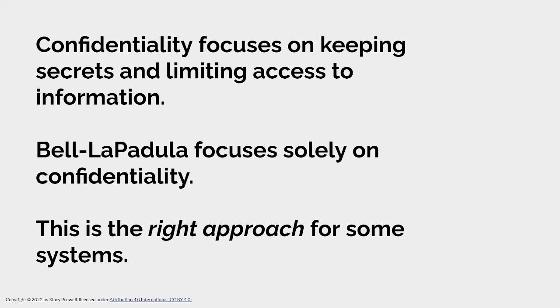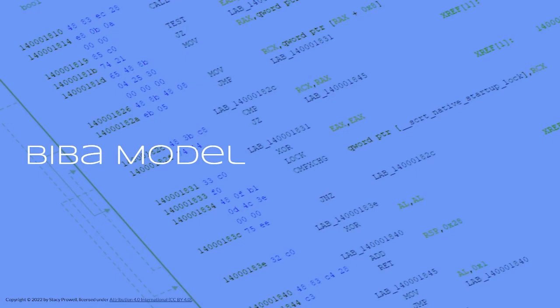Confidentiality focuses on keeping secrets and limiting access to information. The Bell-LaPadula model focuses solely on confidentiality, and this is probably the right approach for some systems, but it ignores availability, integrity, and all the other pieces that we've talked about. Great, that's one model. Let's talk about the Biba model.